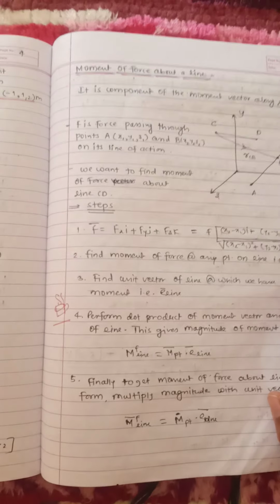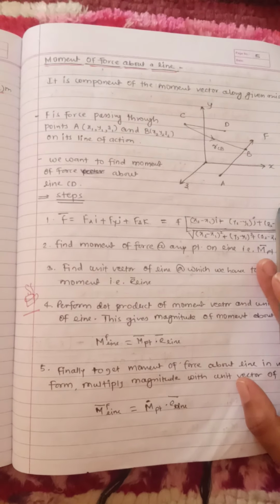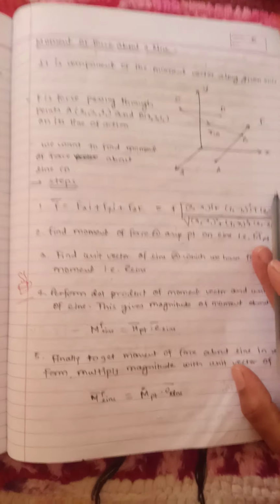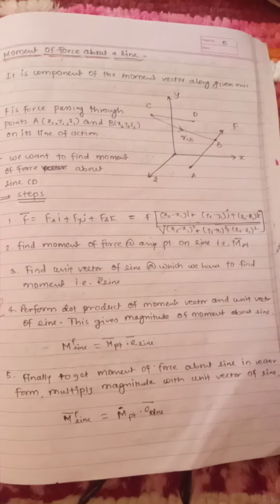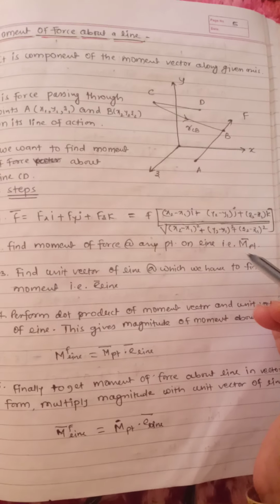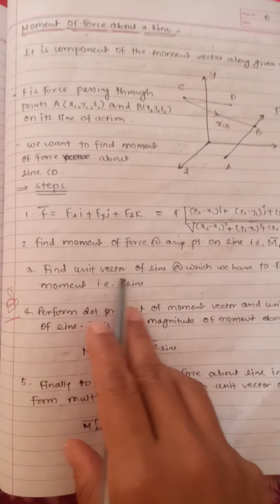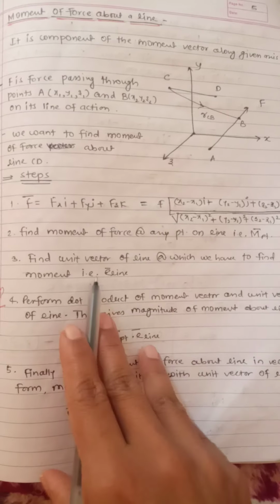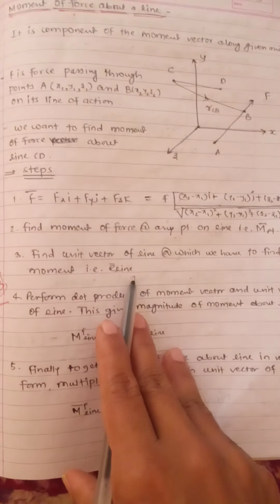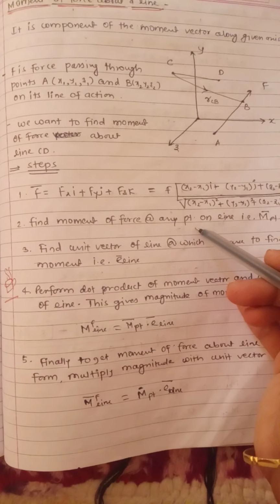First of all, you are supposed to find the force in unit vector form. Then find the moment of the force about a point on a line, that is, the moment at that particular point. Then find the unit vector of the line about which we have to find the moment, that is the CD line. We are going to use these two steps from the last lecture.